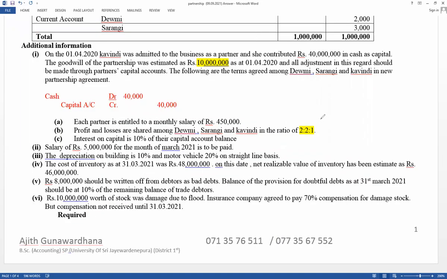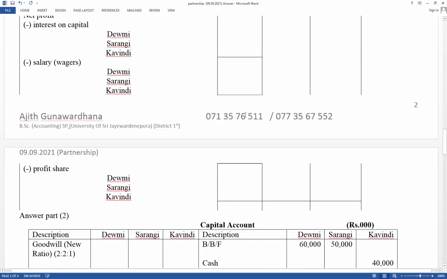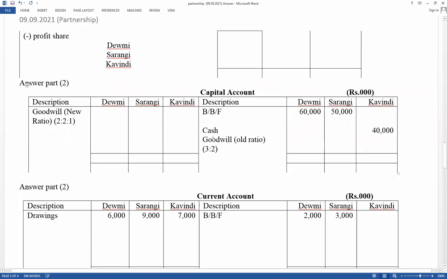Total goodwill equals 10,000. Therefore, this is the total goodwill. Think how to adjust goodwill of the partnership. Old ratio credit, new ratio debit to the partners' capital accounts. Right, adjust it. Partners' capital accounts, total value equals 10,000. This is the capital accounts and old ratio 3:2. Total goodwill 10,000 divided by 5, into 3 and into 2.